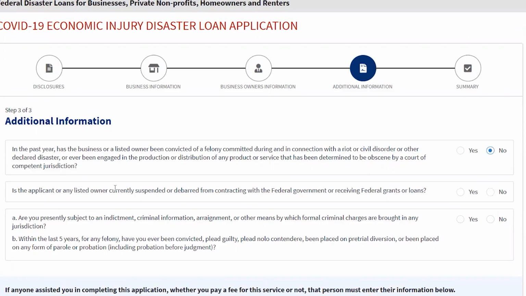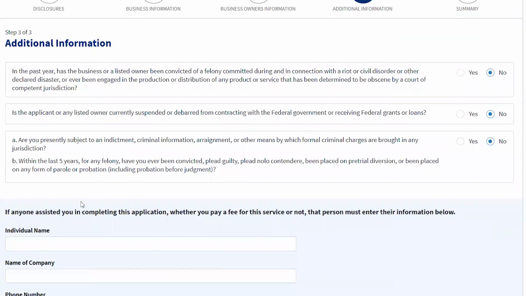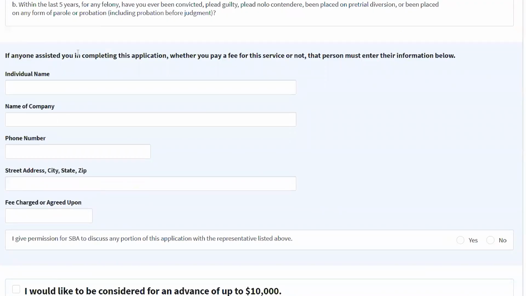Is the applicant and listed owner currently suspended or debarred from contracting with federal government? So I am not. Any indictment, criminal information? Nope. So I'm gonna hit no. Okay. And if someone assisted you in completing the application, whether you pay a fee or for the service or not, that person must enter that information here below. So this is not me, guys.